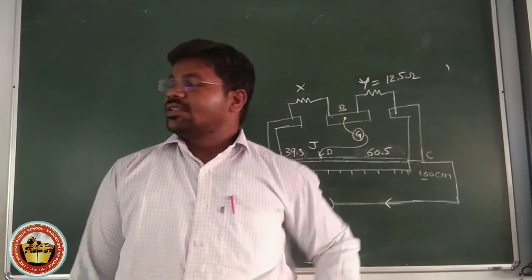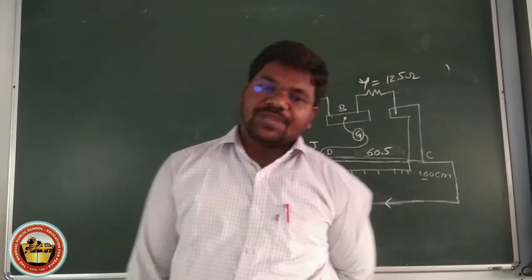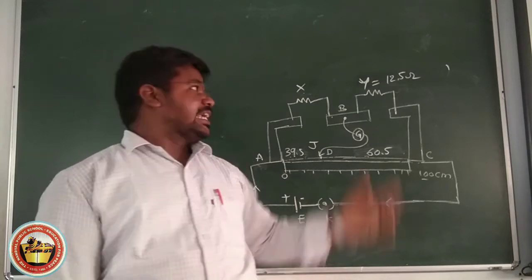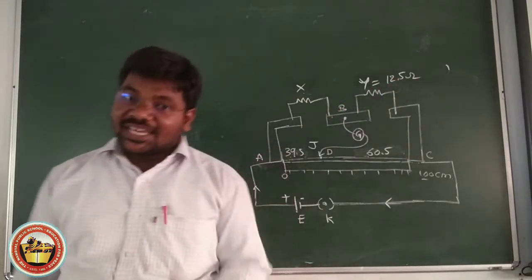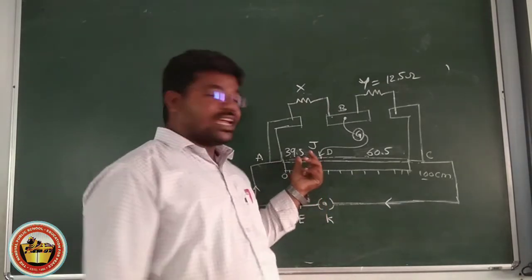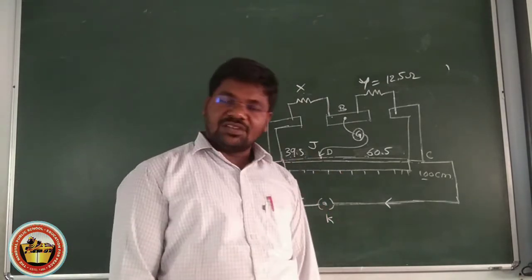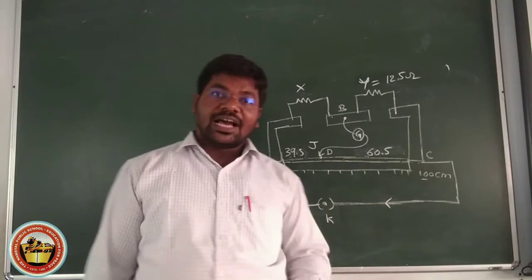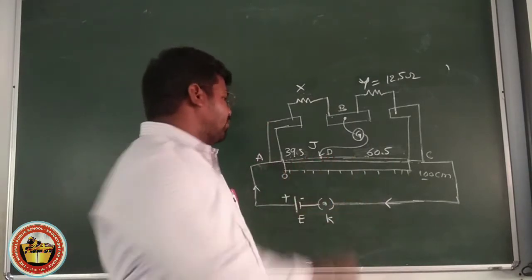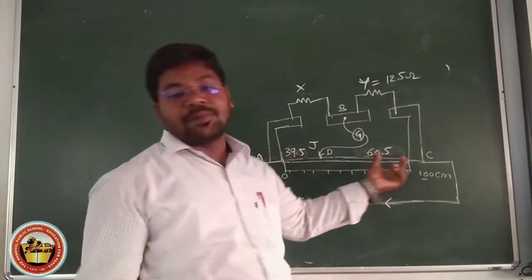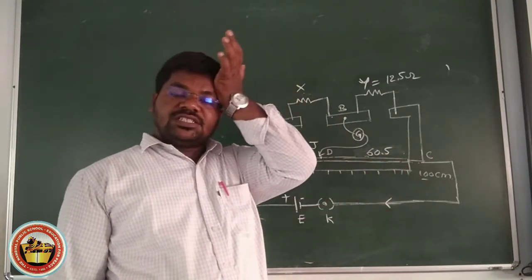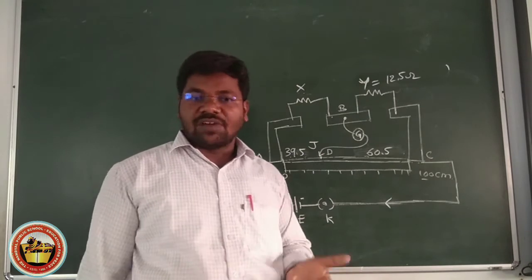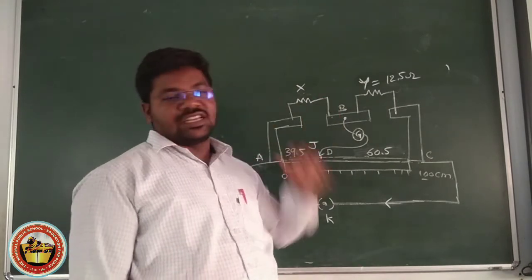Okay, here we have three questions, A, B, C. In A, they have given values of the meter bridge. X is the unknown resistance, the known resistance is 12.5. They gave one length, that is 39.5. The remaining length is 100 minus 39.5, we get 60.5. So by using the Wheatstone bridge formula, we have to find the X resistance.